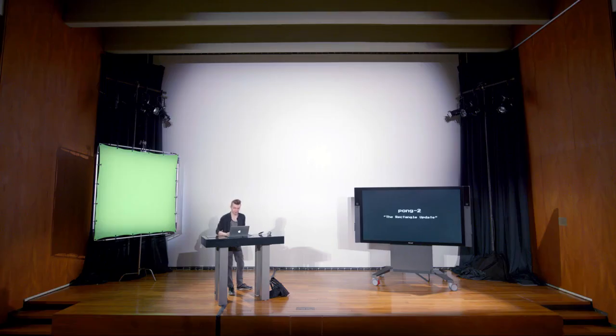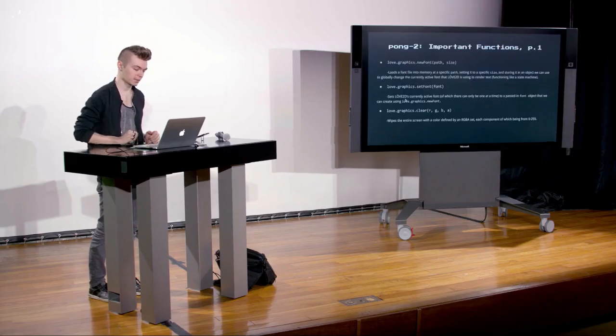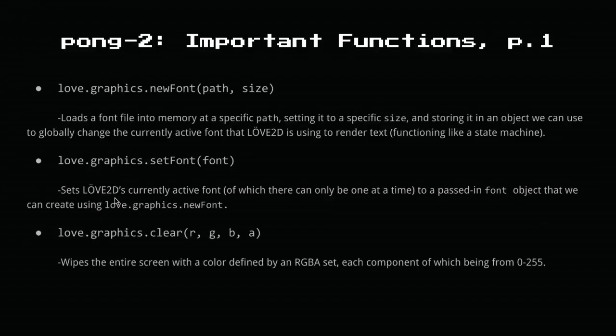Awesome. So we've gotten text running to the screen, but we're nowhere close to Pong yet. So the first big thing I think that's going to get us closer to in that direction is what we're going to call the rectangle update. So some important functions that we should look at.